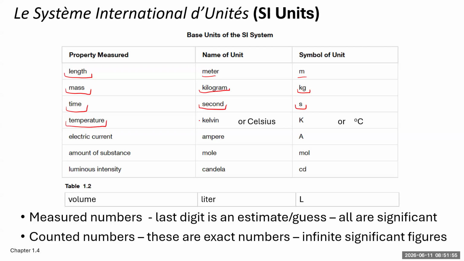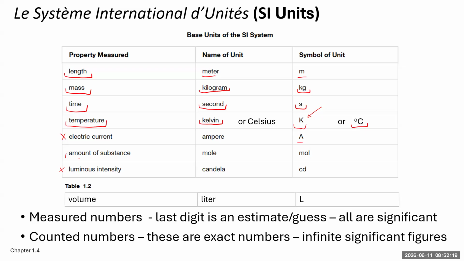Temperature is usually Kelvin or Celsius. They're both kind of accepted. Kelvin's probably the standard, but Celsius is still used so much it's sort of there. We're not going to really use these. Electric current is the ampere, with a capital A. Luminous intensity, we're not going to use much. It's in candelas, lowercase c, lowercase d.